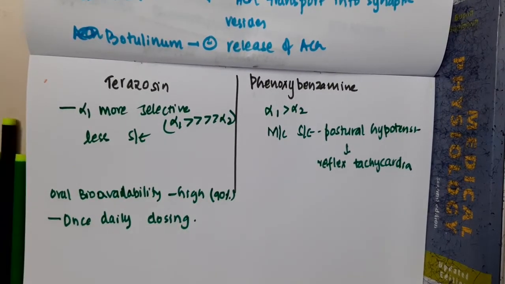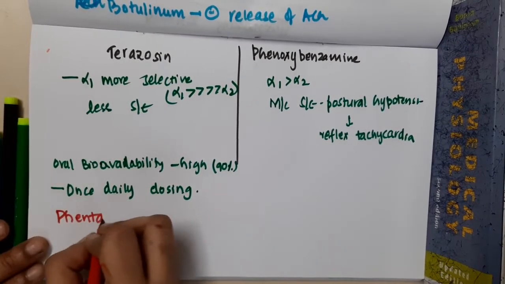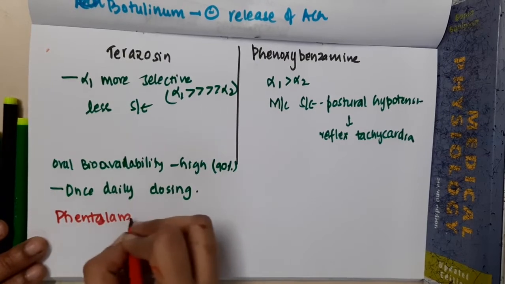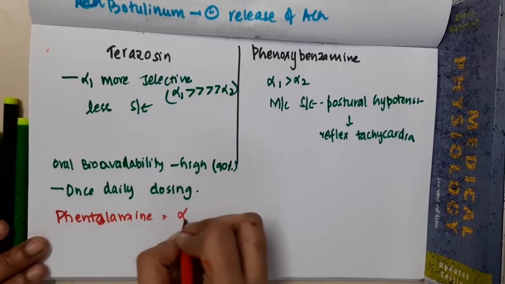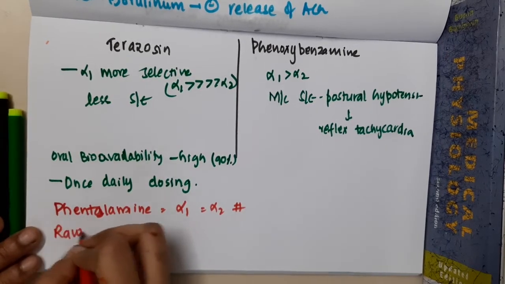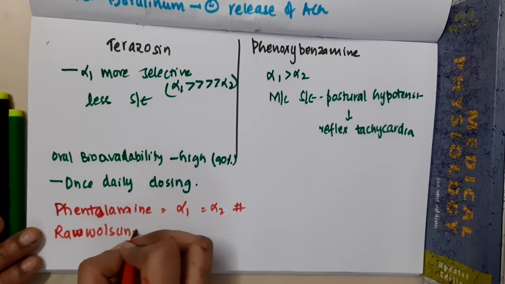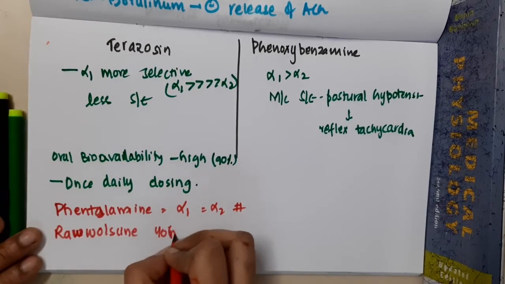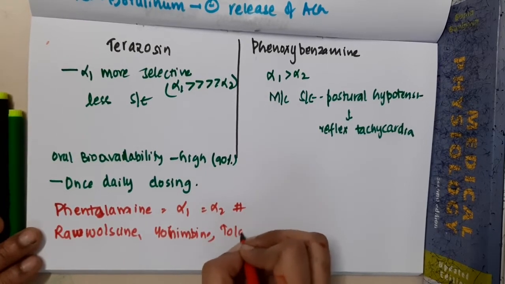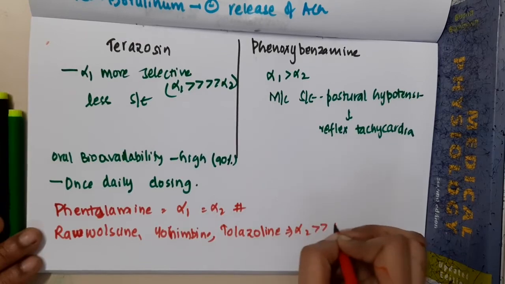Now if you see other drugs and alpha blocker selectivities, phentolamine is actually an alpha 1 equal to alpha 2 blocker. Then we have rauwolscine or yohimbine, or if you see tolazoline. So all these are alpha 2 more than alpha 1.